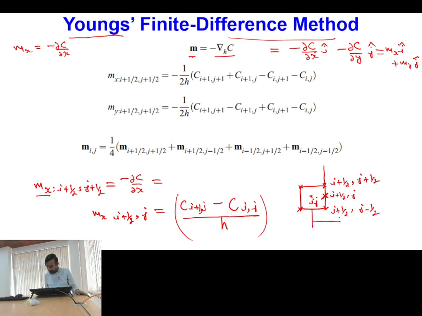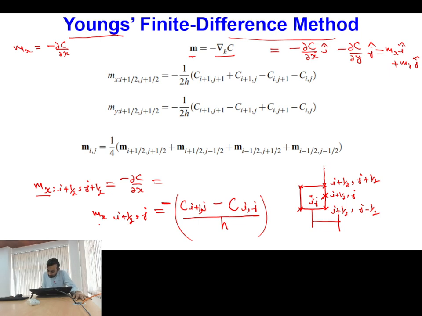No, sorry, this is forward difference, not central difference. Because this cell is delta x, node to node will be h. Yes, sorry, this is centered, because I am calculating at the face center, not at the node point. So we are applying the central difference scheme only, but the distance between the nodes is h, because we are calculating at the face center. So this is mx at i plus 1 by 2, comma j.